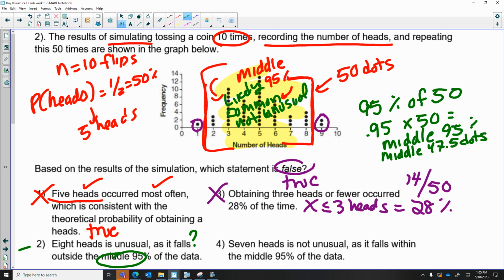So now let's look at 4 and 2. 4 says 7 heads is not unusual because it falls in the middle 95%. Does 7 heads fall in the middle 95%? It does. It's likely to happen. So that's a true statement, which means it's out.